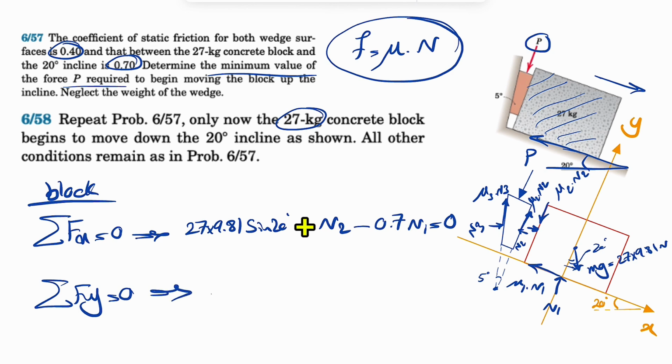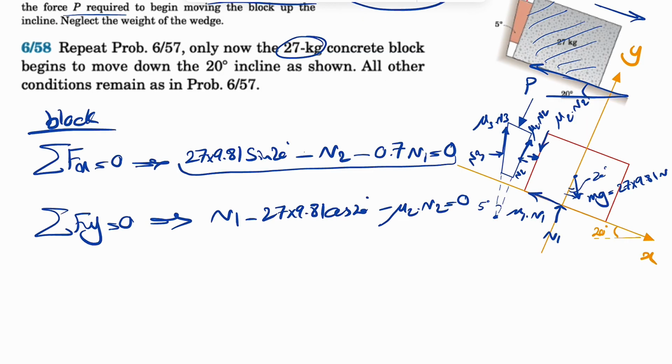And moving on to the Y equation, we have N1, and we have the Y component of the weight, which is negative, so 27 times 9.81. This time it will be cosine of 20 degrees, and also the friction on the left side, which is mu2 times N2, equals 0.